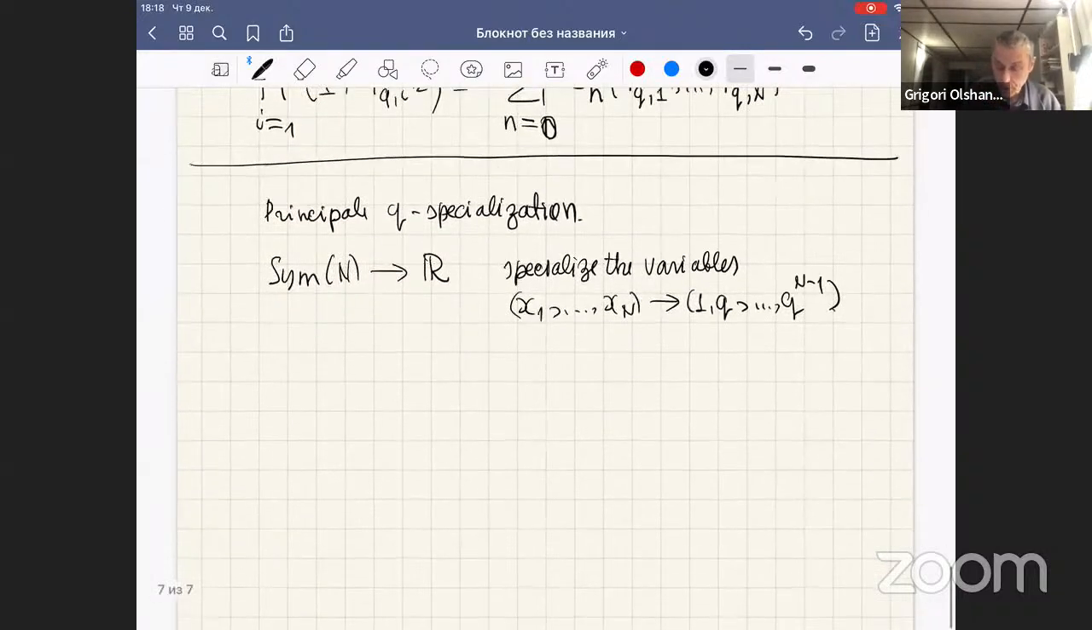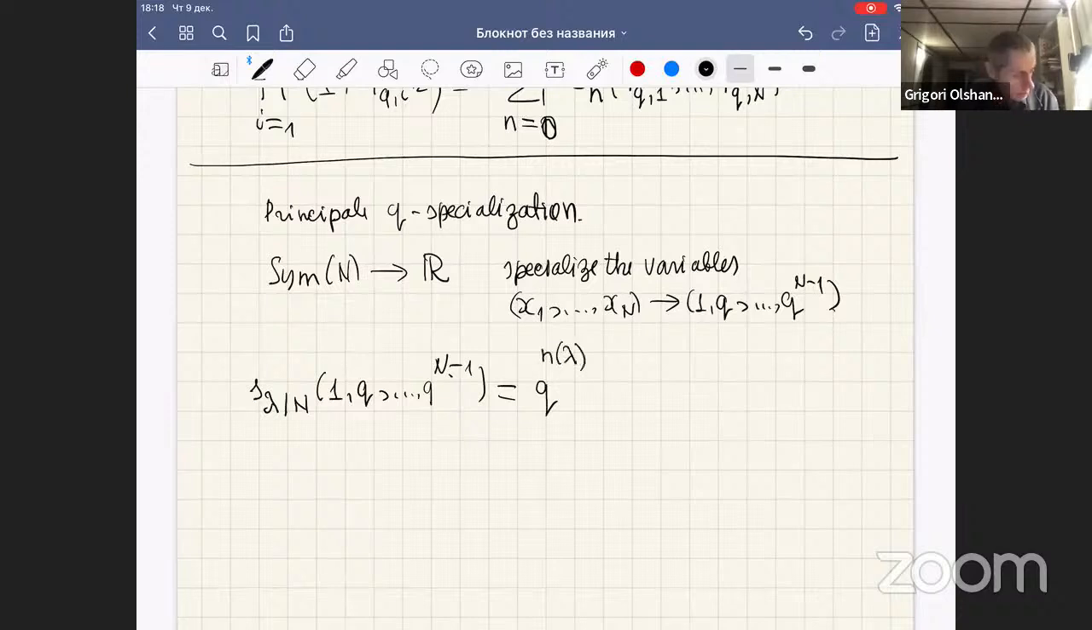So there is a nice formula which says the following. We take a Schur polynomial and specialize it. This can be easily computed, and the result is as follows. I will explain the notation in a moment.